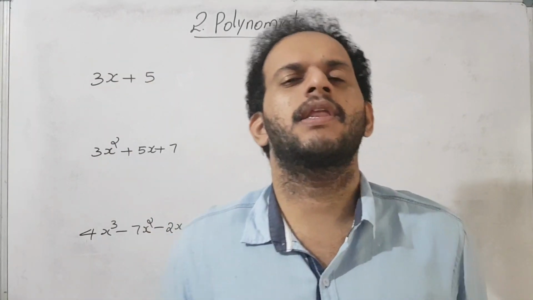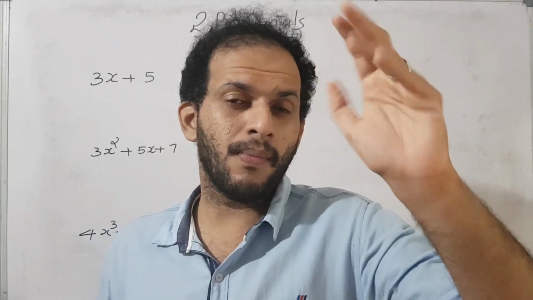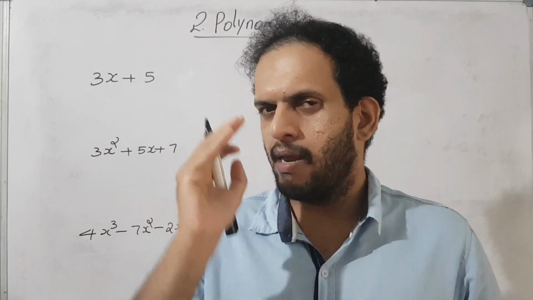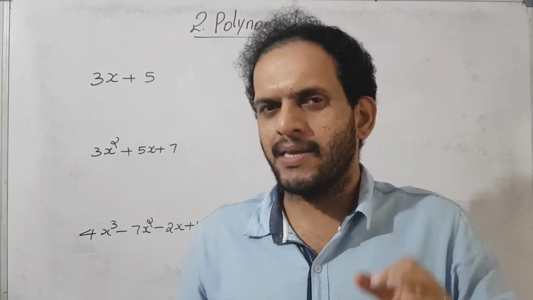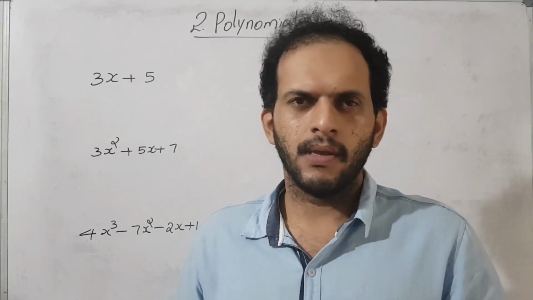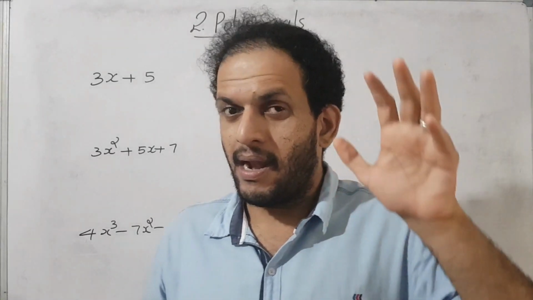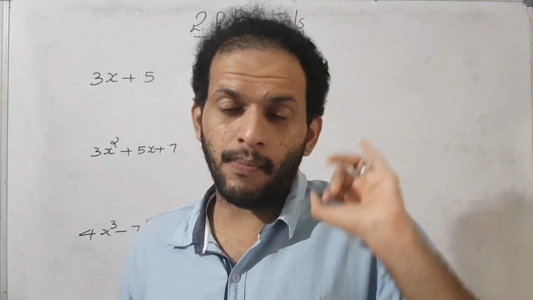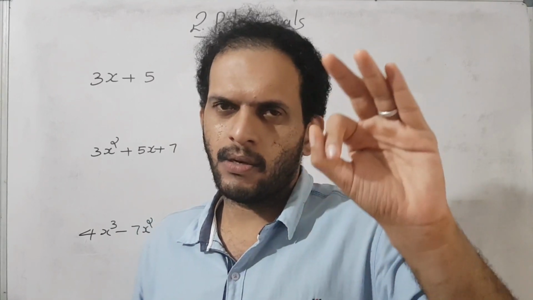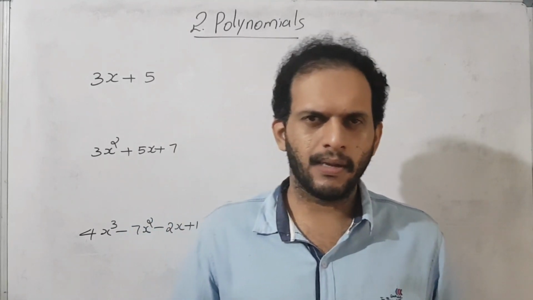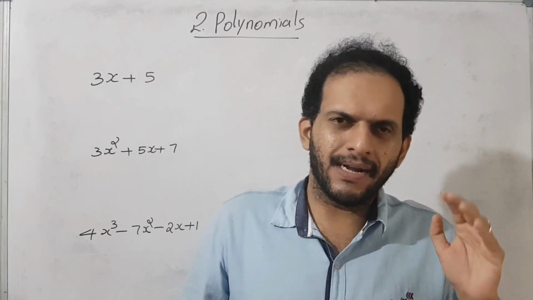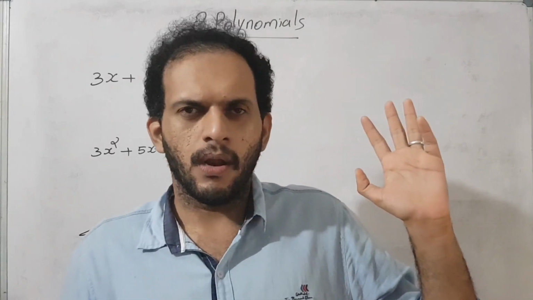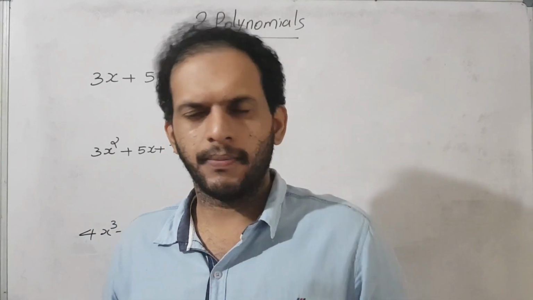On the basis of the degree of the polynomial, we divide polynomials into mainly three types. To recall, what are they? The first is linear polynomial, the second is quadratic polynomial, and the third is cubic polynomial. So mainly we divide polynomials as linear, quadratic and cubic.